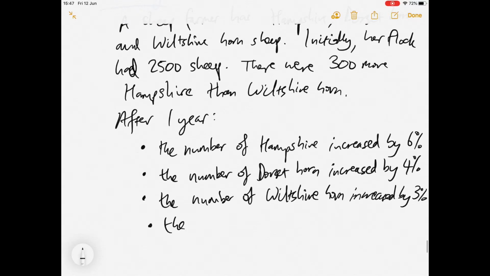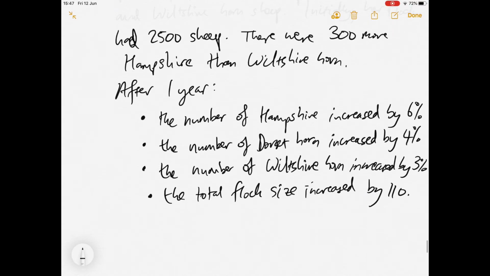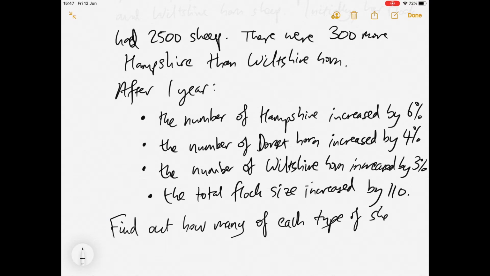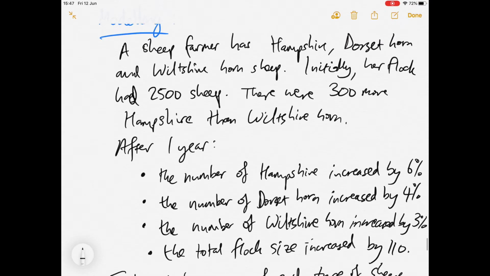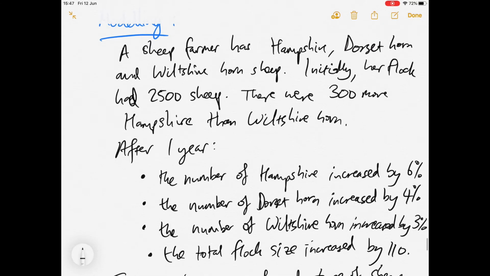And the total flock size increased by 110. And the question is, find out how many of each type of sheep were in the initial flock. Okay, so this is a very standard kind of question about this topic.